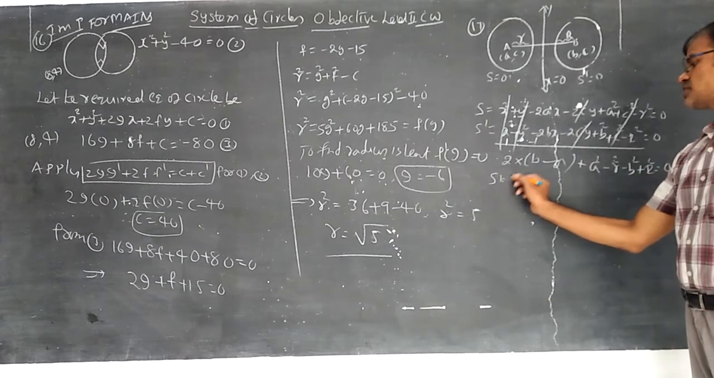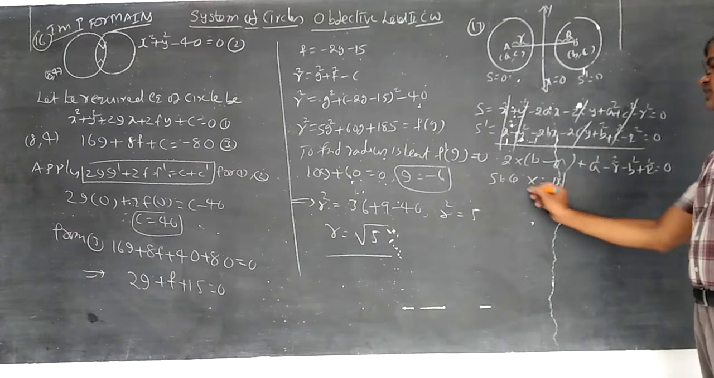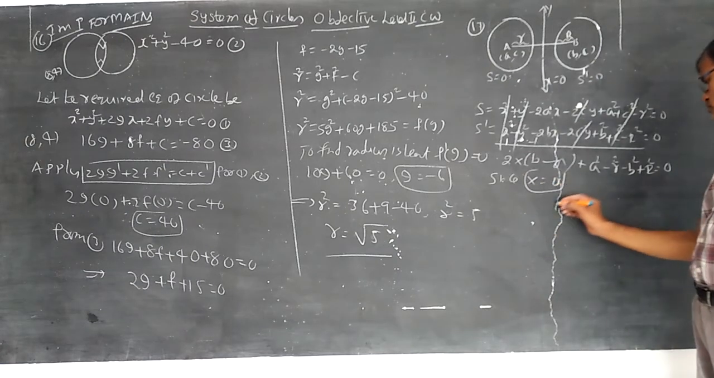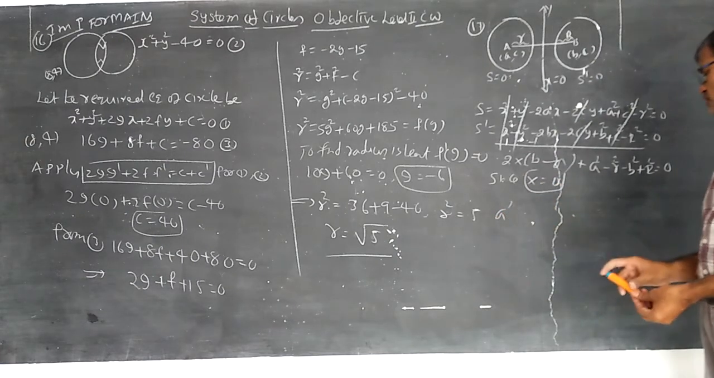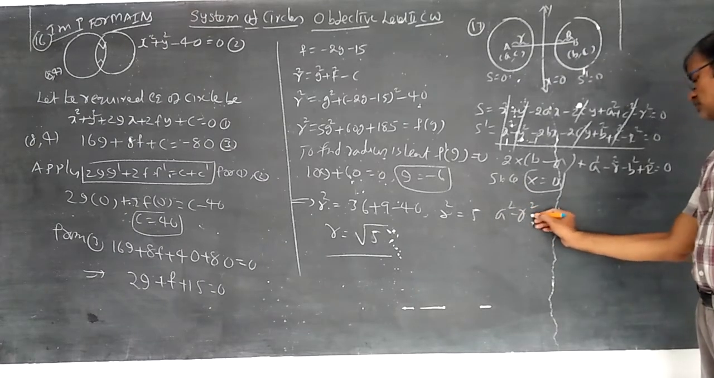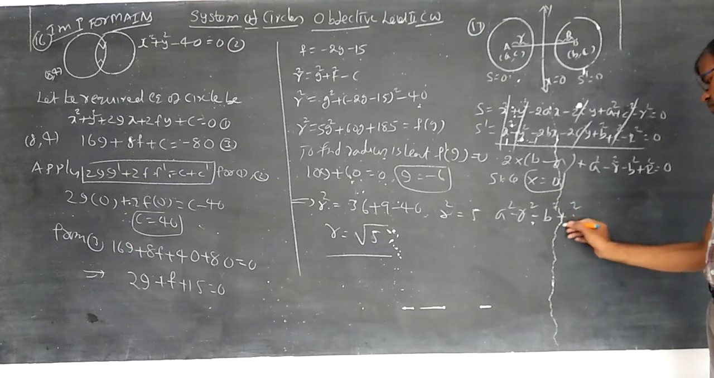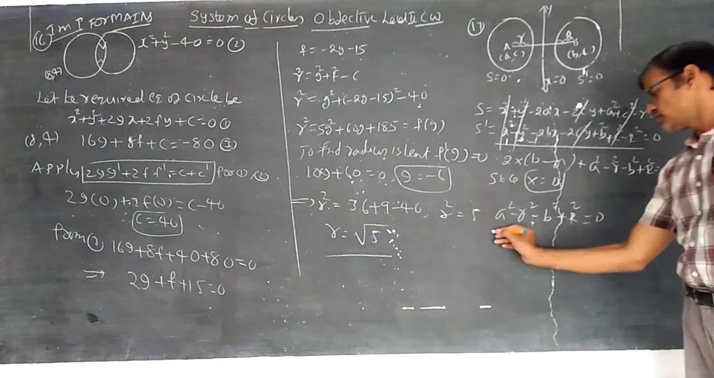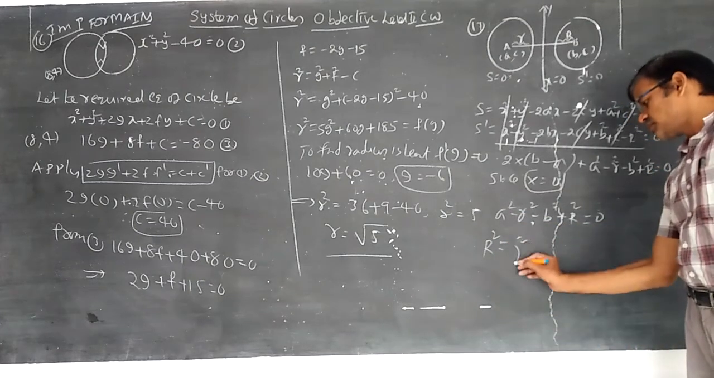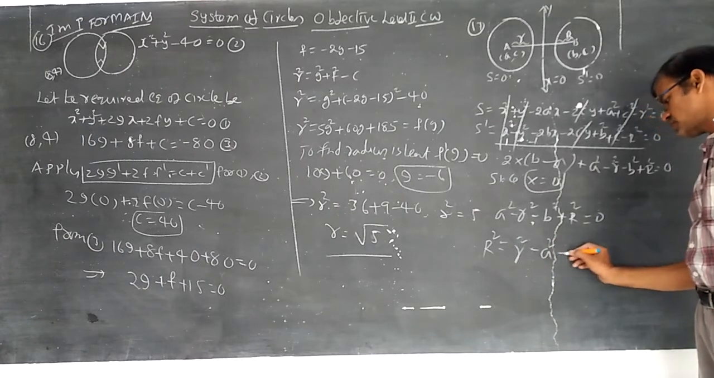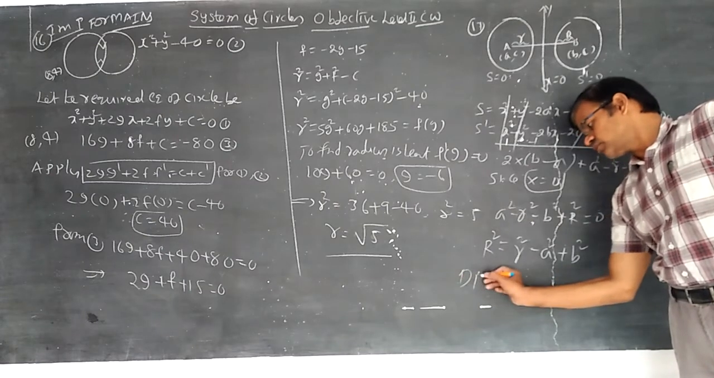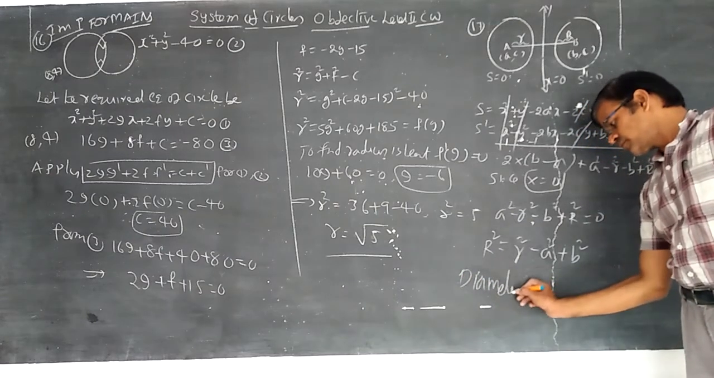You write here x is equal to 0, because the radical axis is x equal to 0. Put there x is equal to 0. You can write now a square minus r square, small a square minus r square minus b square plus capital R square equal to 0. Taking all terms to this side, it becomes small r square minus a square plus b square. Therefore, we need the diameter.